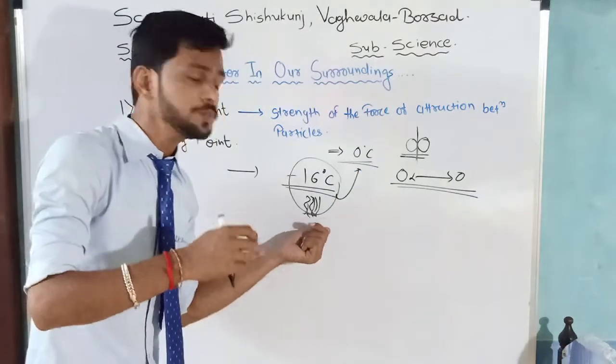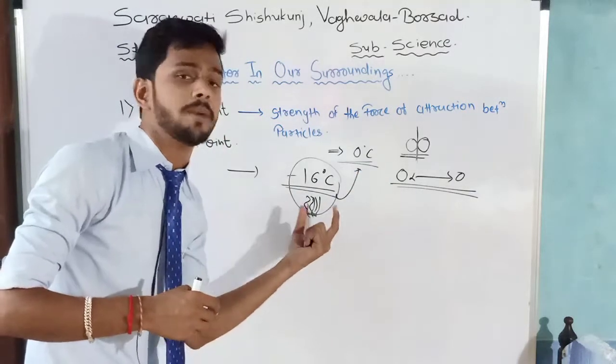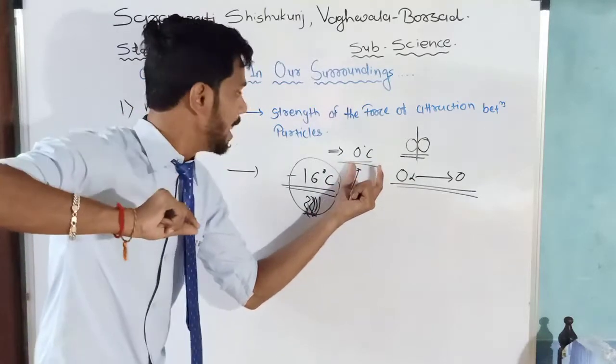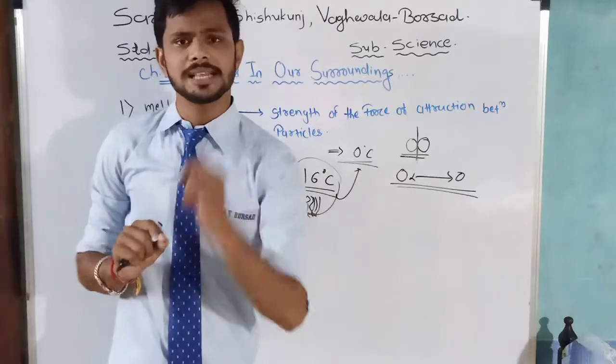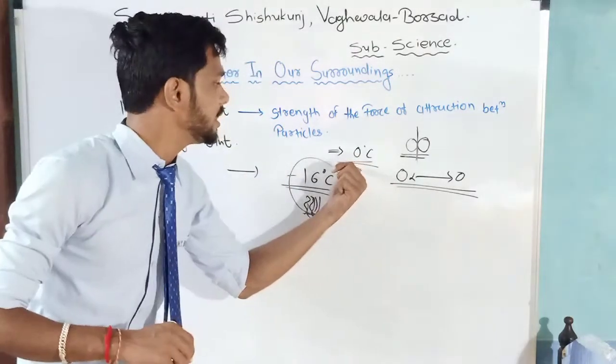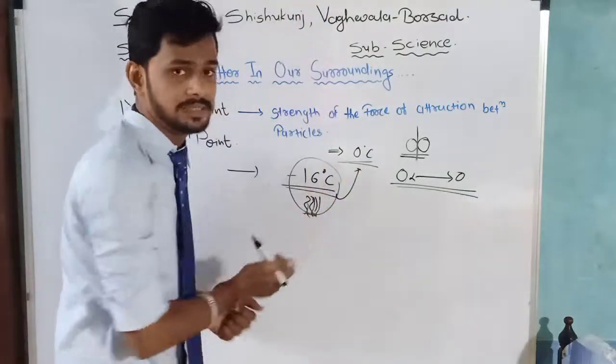Although you are going to increase the temperature, there is no indication in the thermometer of the temperature increasing, and it indicates only 0 degrees Celsius. So what is the reason behind it? Why is it indicating only 0 degrees Celsius? Why is it not rising?